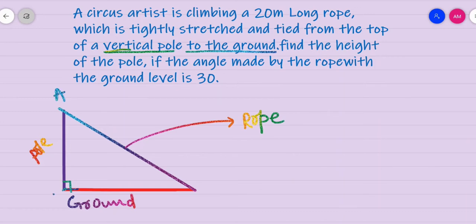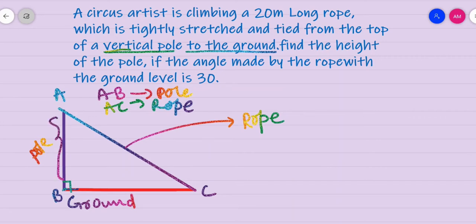Let us name the triangle ABC. Angle B is 90 degree. AB is your pole and AC is your rope. Now find the height of the pole. Height of the pole is not given. The angle made by the rope with the ground, BC, rope is AC, that means angle C is given and it is 30 degree at ground level. So angle C is 30 degree.